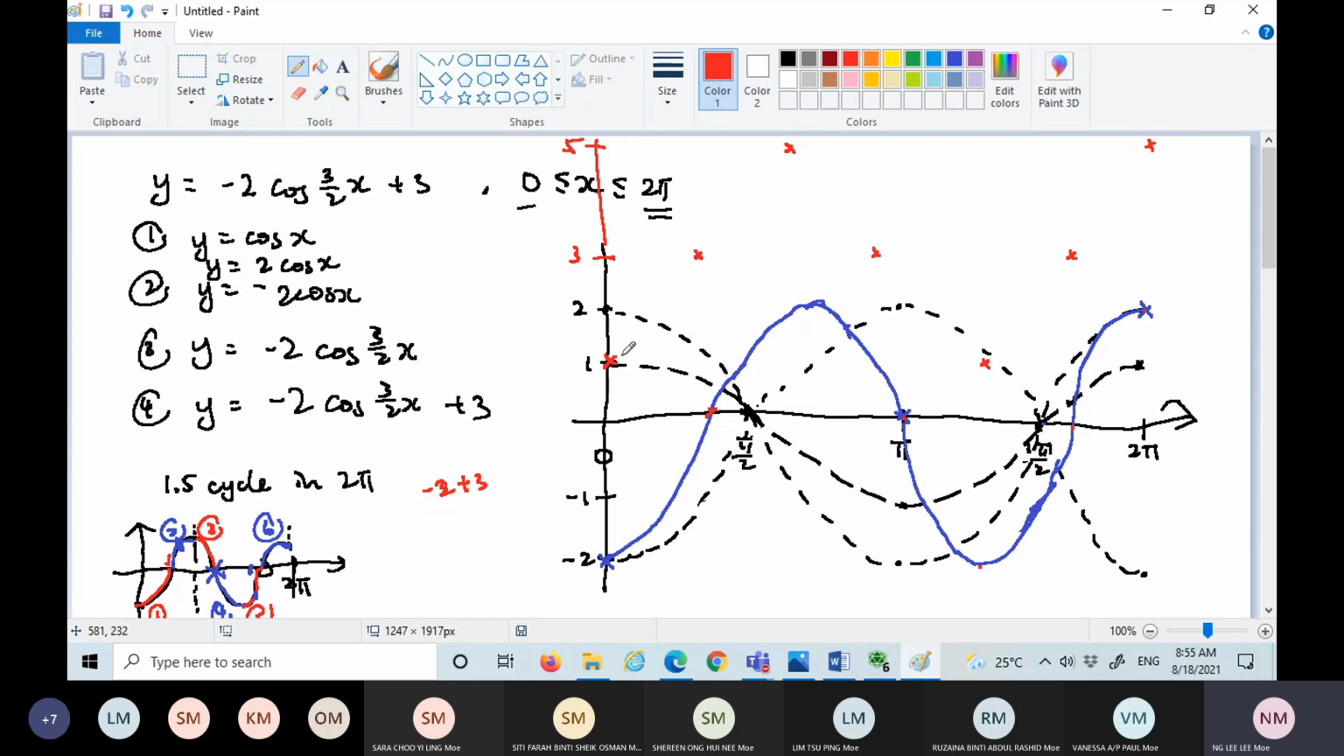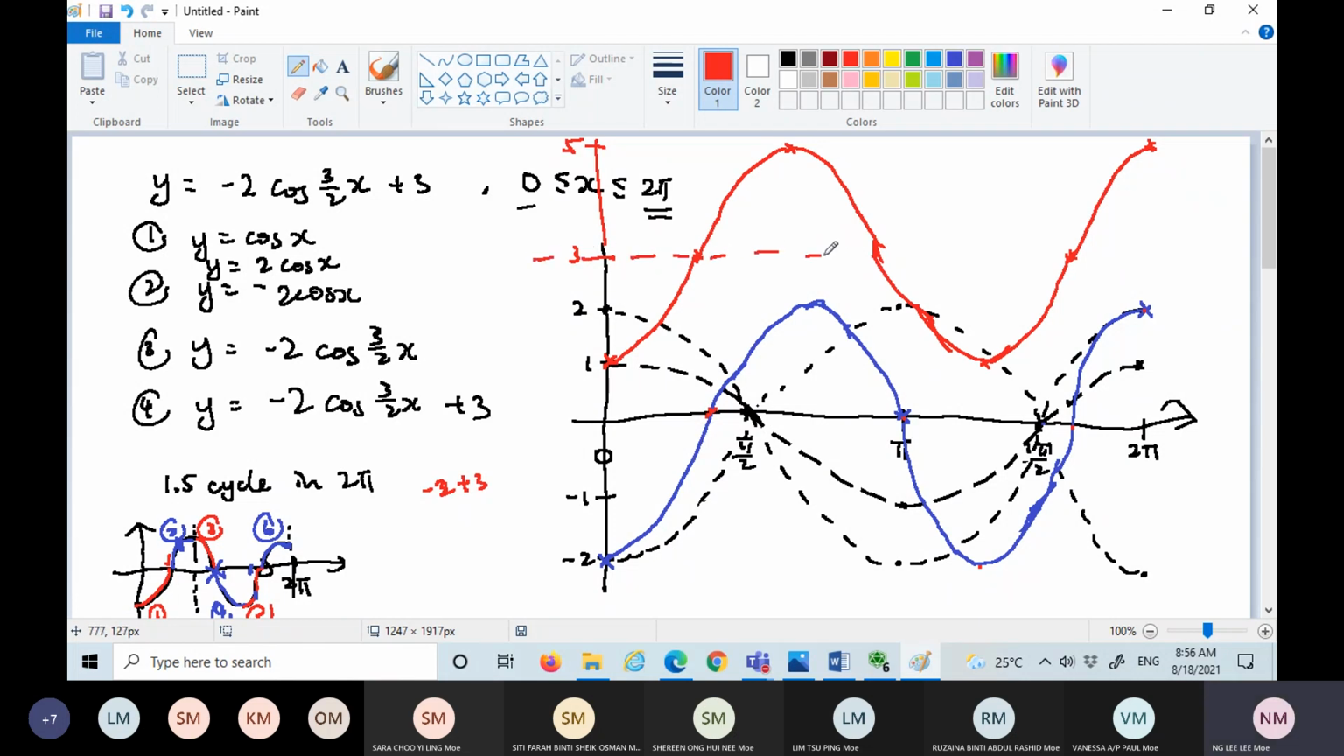Then you draw, following this shape. So this one, this way, up, down. My curve is not nice. So you can see the equilibrium line is here.